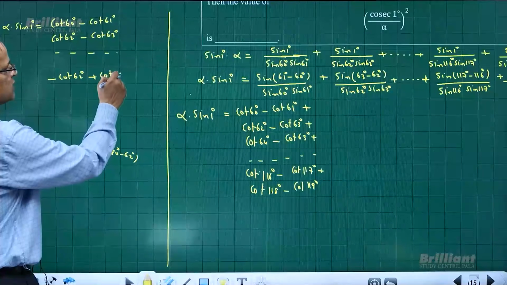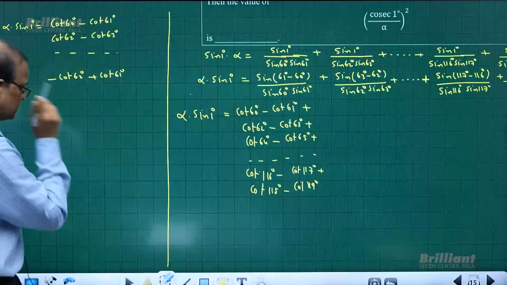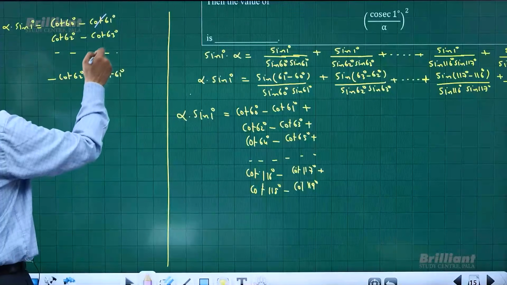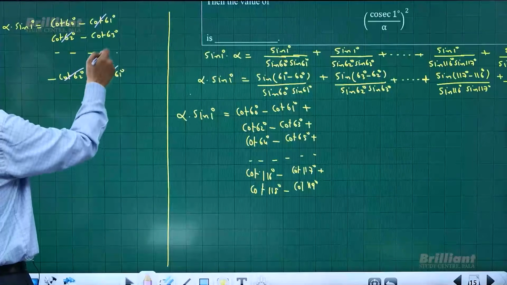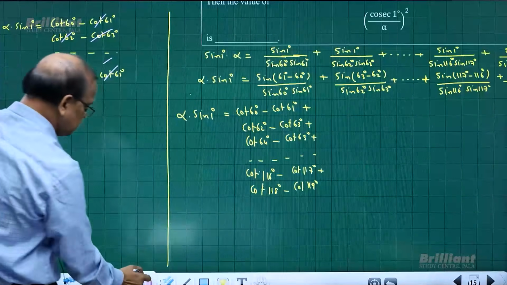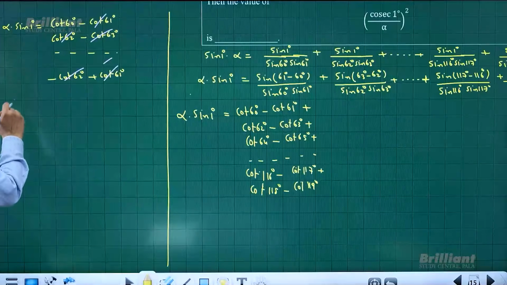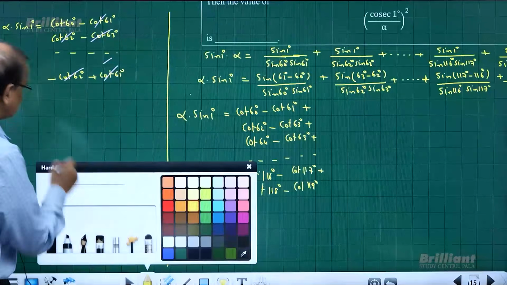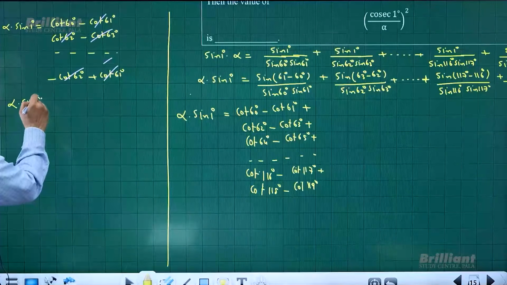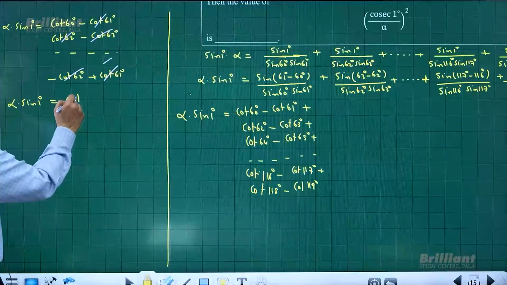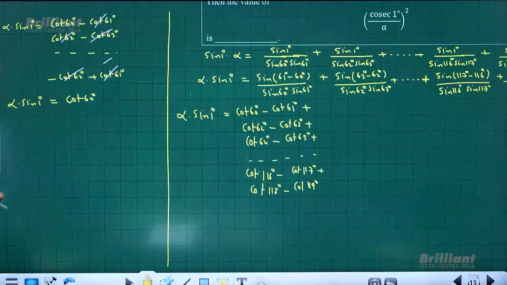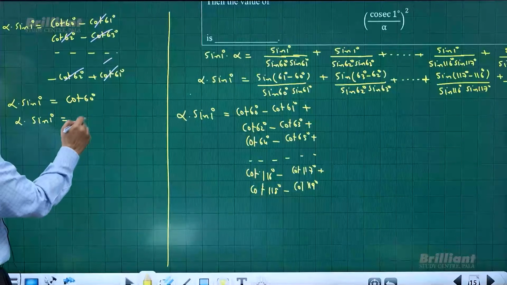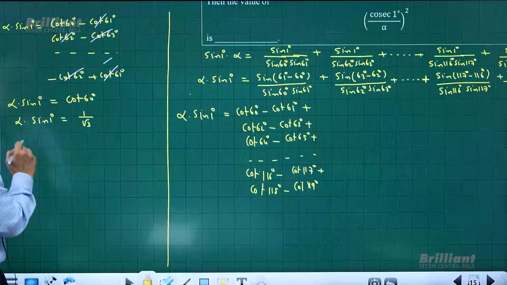So backside will cancel all. The terms cancel, so only cot 60 will remain. Alpha into sine 1 degree is equal to cot 60. Yes, this is what remains. So therefore alpha into sine 1 degree is equal to cot 60, which is 1 by root 3. So cross multiply.